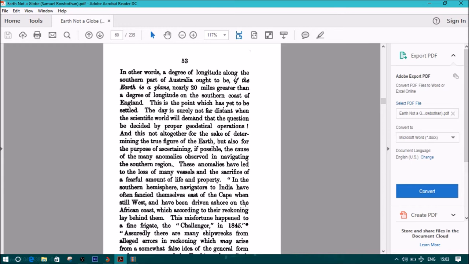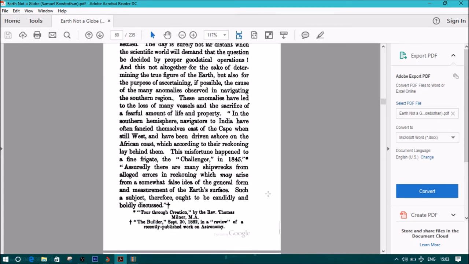The day is surely not far distant when the scientific world will demand that the question be decided by proper geodetical operations, and this not altogether for the sake of determining the true figure of the Earth, but also for the purpose of ascertaining, if possible, the cause of the many anomalies observed in navigating the southern region. These anomalies have led to the loss of many vessels, and the sacrifice of a fearful amount of life and property. Quote, in the southern hemisphere, navigators to India have often fancied themselves east of the Cape, when still west, and have been driven ashore on the African coast, which, according to their reckoning, lay behind them. This misfortune happened to a fine frigate, the Challenger, in 1845.